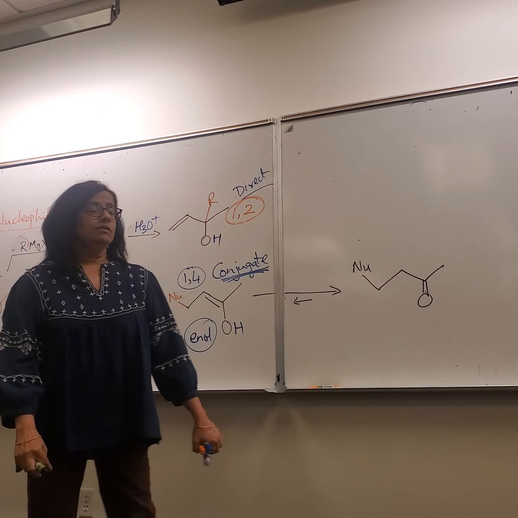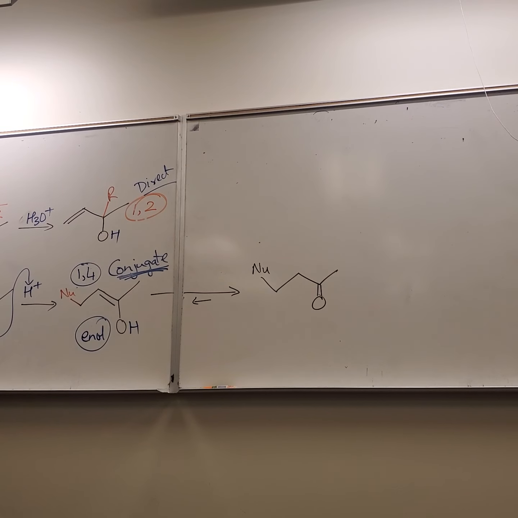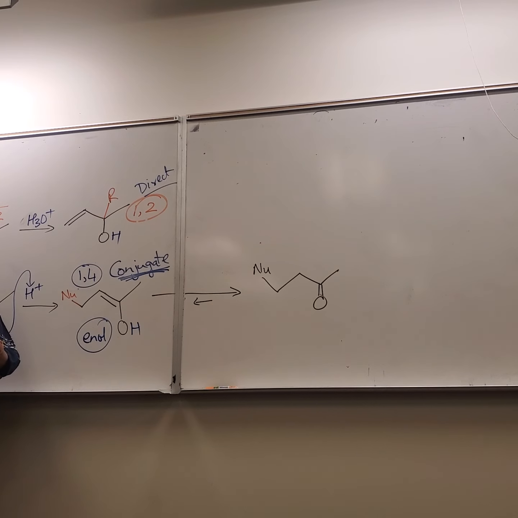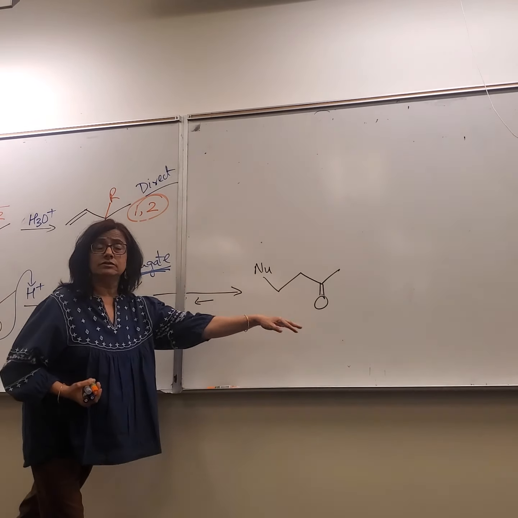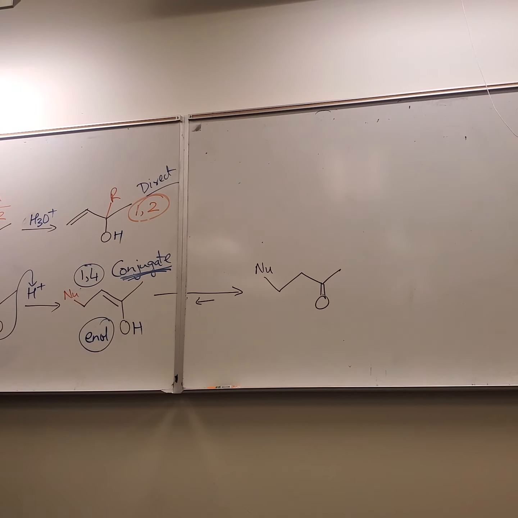Ketone. So the final product will not be the enol, although it is created first, obviously. Yes, it is created first, but then this quickly tautomerizes to the keto form and gives us the product. So please notice the difference between the two approaches.